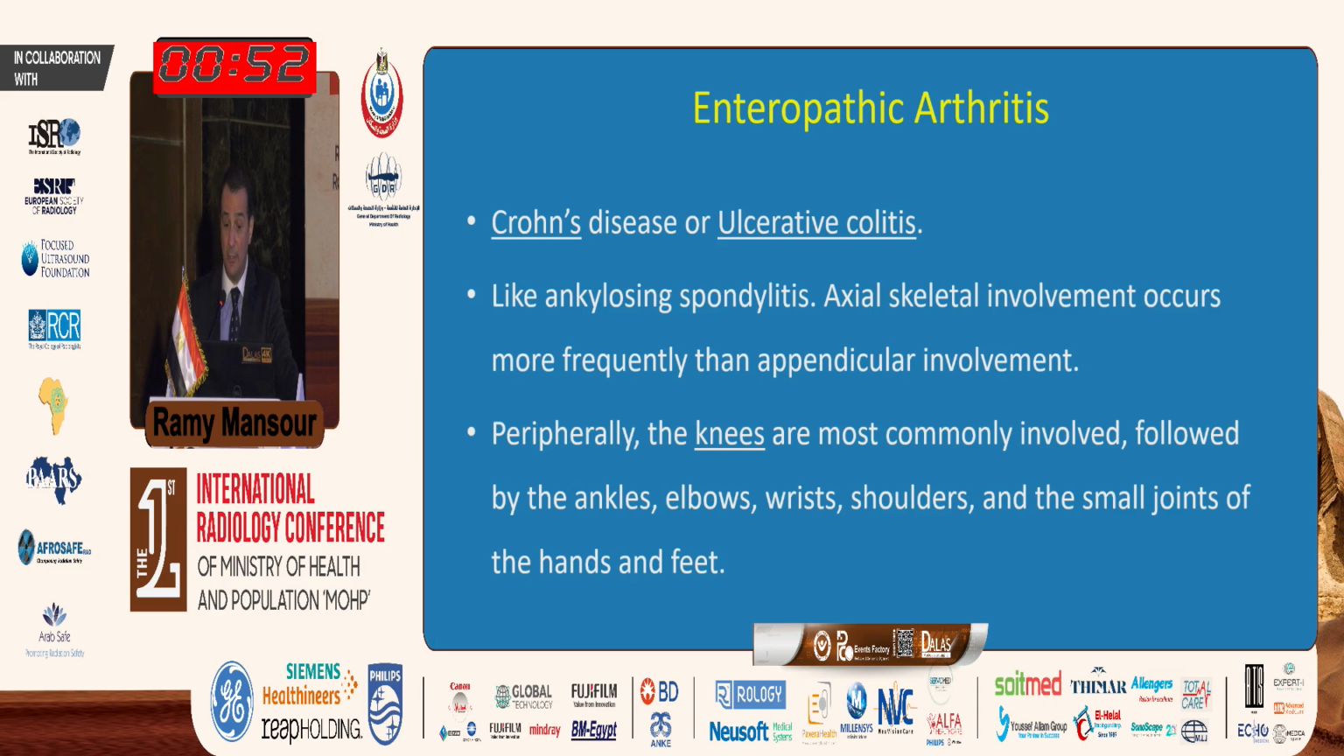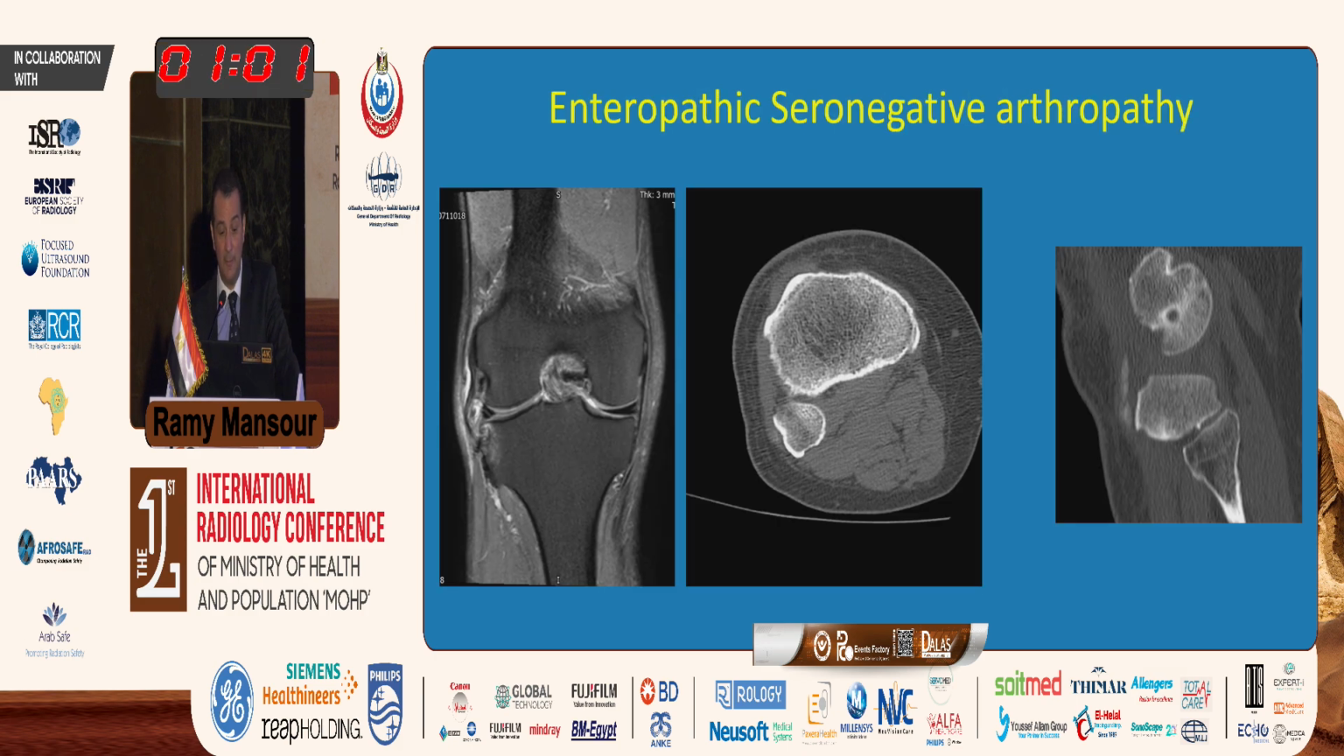The other one is enteropathic arthritis, which is secondary to Crohn's and ulcerative colitis, and for some reason they like to involve the knee especially. I think this is one of the few cases I've got of enteropathic seronegative arthropathy involving the knee. You can see here there is erosion at the insertion of the iliotibial tract and also calcification. And the MRI showed there is marrow edema, which I mentioned MRI is very good at showing. And this patient had enteropathic seronegative arthropathy.